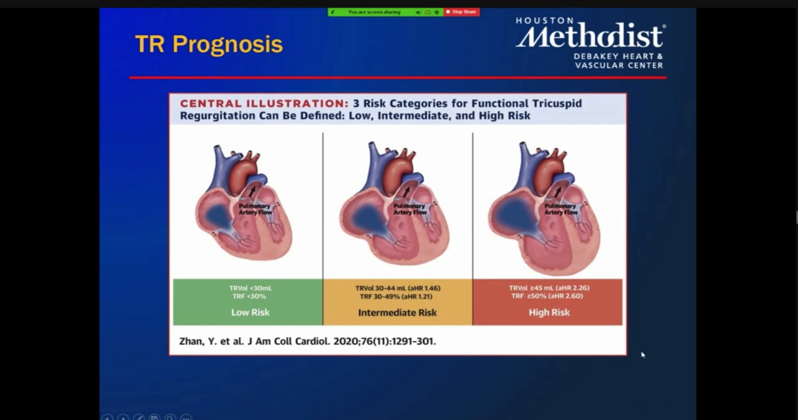This was just published last year, but this was great work he did. This led to him becoming a young investigator finalist in the ACC conference the year before. This is important work that may lead to some revisions of our regurgitation guidelines down the road.